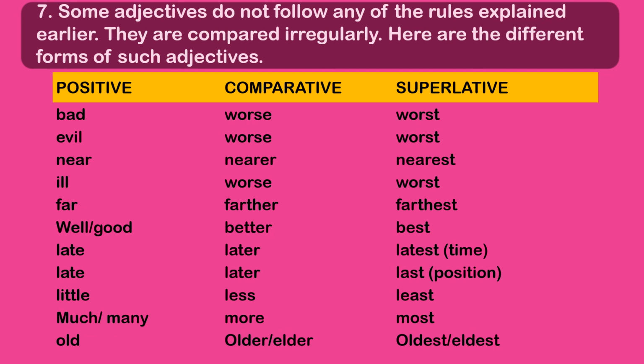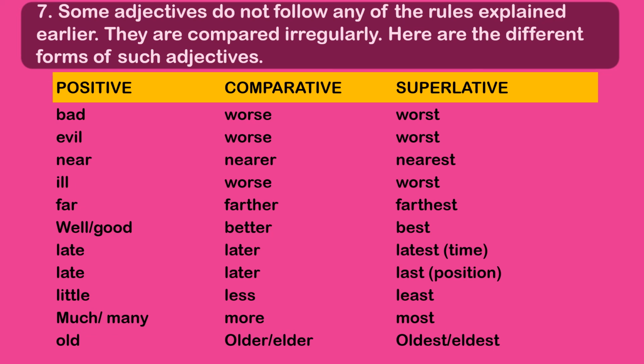Late, later, latest. Later and latest are used for time. And latter and last are used for position. For example, what is the position of that boy in the race? It was the last position. Latest is used for time, right? So little, less, least. Much, many.